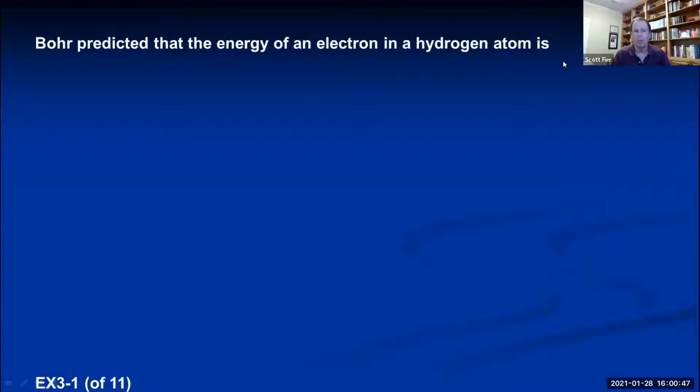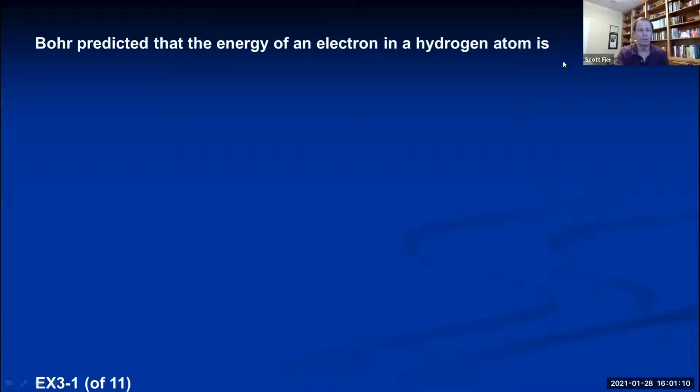So we've talked about the Bohr model of the hydrogen atom and how electrons can only be found at certain distances from the nucleus. But Bohr also did some mathematical calculations as well, where he was actually able to predict the energy of an electron in a hydrogen atom, depending upon which Bohr orbit it's in. And that mathematical relationship that he developed was given in the introduction to experiment 3.